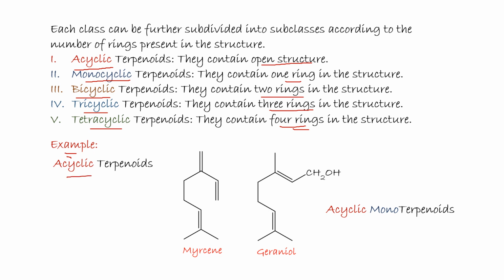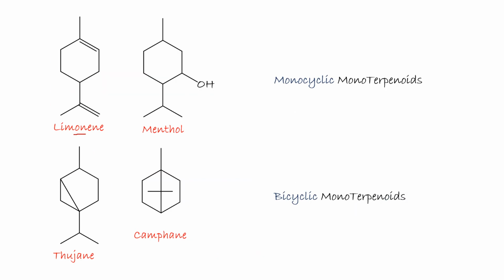Examples of the acyclic terpenoids like myrcene and geraniol. Here is an open structure, as you see, there is no ring. Acyclic monoterpenes. Limonene and menthol, monocyclic monoterpenes, two isoprene units and one ring. Here we have two isoprene units in thujane and camphane. So, two rings, it means that they are bicyclic monoterpenoids.